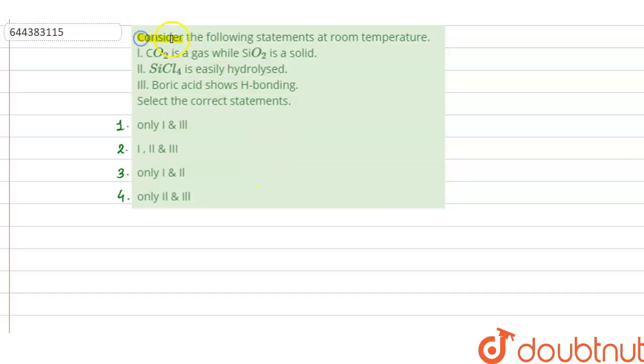Hello everyone, let us solve this question. The question says that consider the following statements at room temperature. First, CO2 is a gas while SiO2 is a solid. Second, SiCl4 is easily hydrolyzed. Third, boric acid shows hydrogen bonding. Select the correct statements. So in this question, three statements are given, 1, 2 and 3. We have to find out the correct statements.